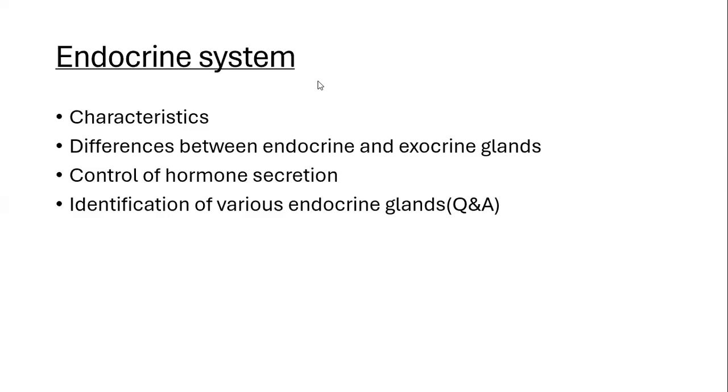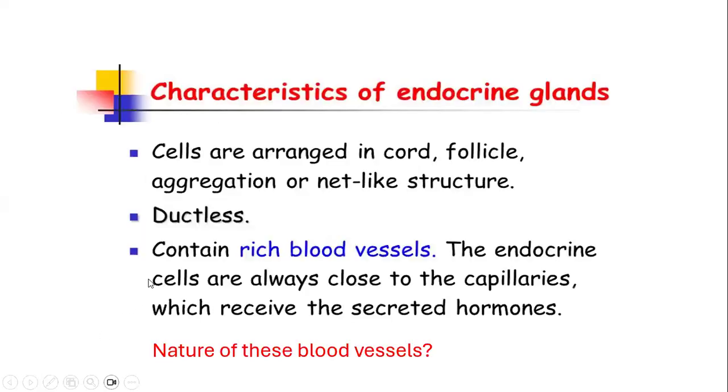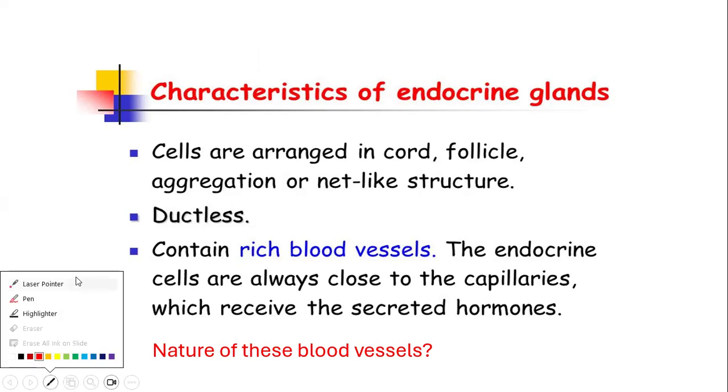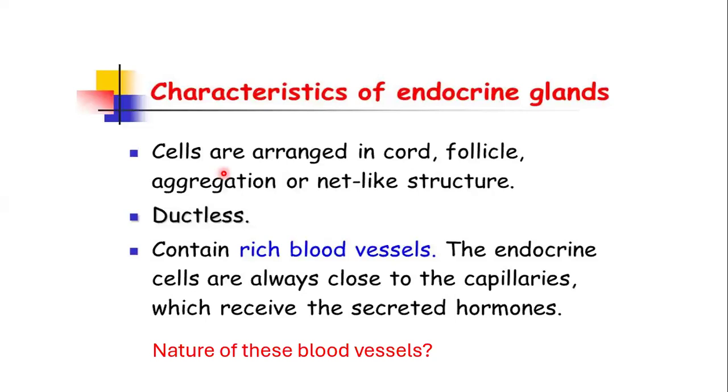Okay, so we start with the characteristics, the differences between the endocrine and exocrine glands, control of hormone secretion, and then we identify various endocrine glands, and that will be the question and answer part. So, what are the characteristics of endocrine glands? One is that, on the basis of cellular arrangement, cells are either arranged in cords, follicles, or as aggregates, or in a net-like structure.